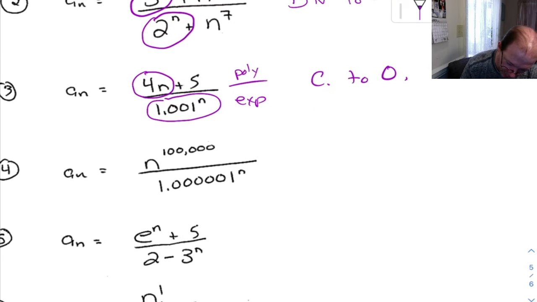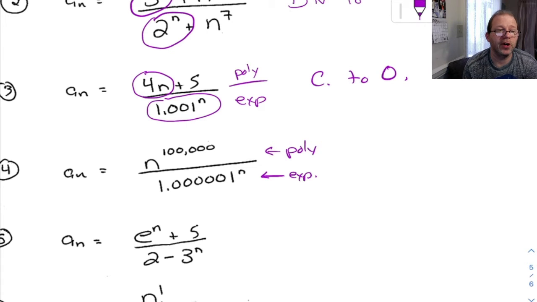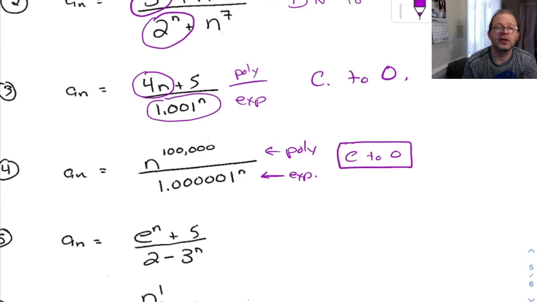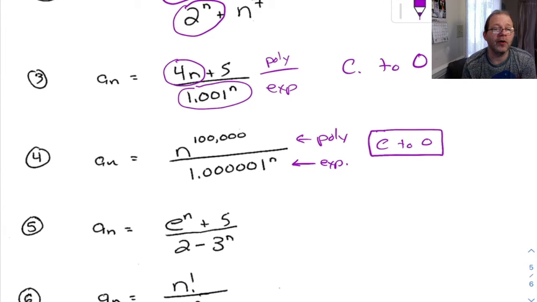This next one is also a really slow function. On top you've got a polynomial, and on the bottom you've got an exponential. Now that's a polynomial with an exponent of 100,000. This thing is going to converge to 0 because the exponential is going to grow faster, but it's going to take a really, really long time to do so. In fact, if you were to graph this, it would look like it's going to infinity because you'd have to get out to a really huge n before it starts to drop off. But eventually this would go to 0.